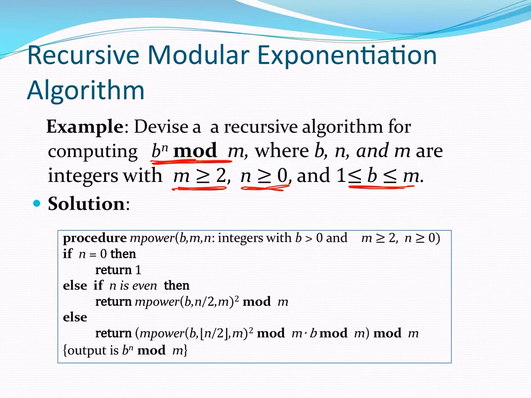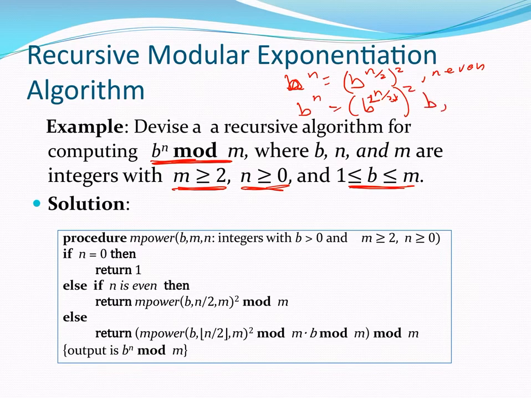And the way it works is I'll use that b to the n is equal to b to the n over 2 squared when n is even, and b to the n is equal to b to the n over 2 floor function squared times b when n is odd.